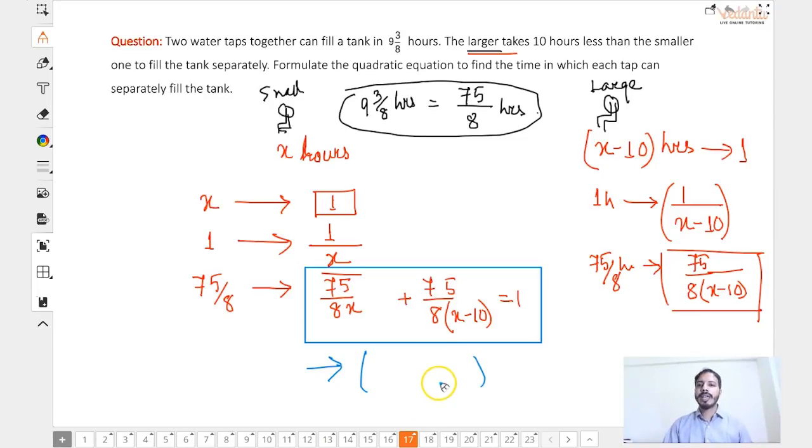Once we get the value of x, then we can get the value of x minus 10. Right? So now we will get two values of x. Now we should see which is the right value. Basically, we will put and see, and generally we will take the positive value. Okay, so that's it, guys.